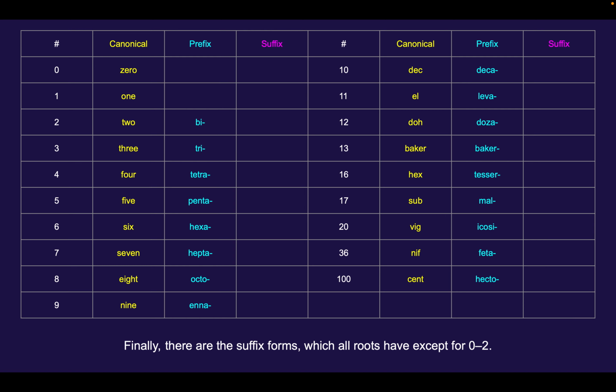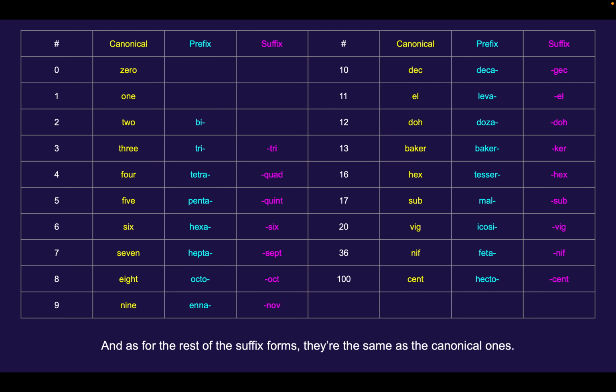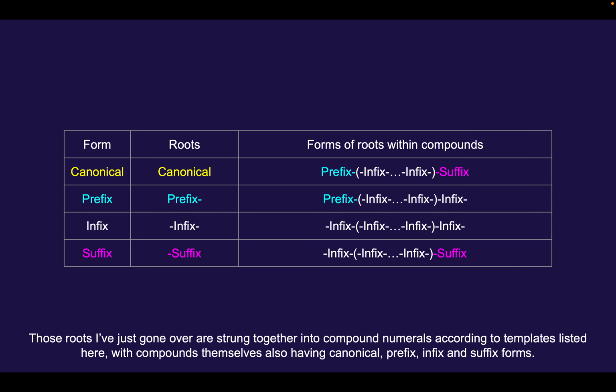Finally, there are the suffix forms, which all roots have except for 0 to 2. There's tri for 3, quad for 4, quint for 5, sept for 7, oct for 8, nov for 9, jec for 10 from gesimal, and cur for 13 from cur's dozenal. And as for the rest of the suffix forms, they are the same as the canonical ones.